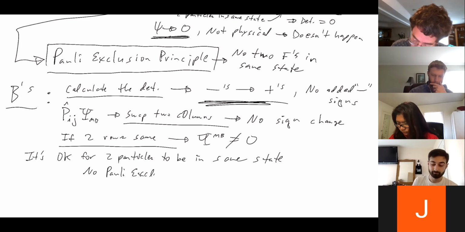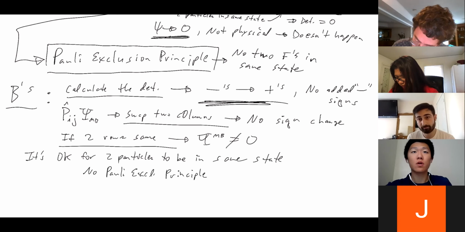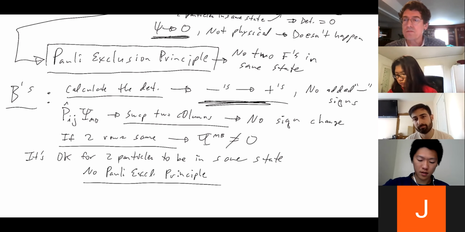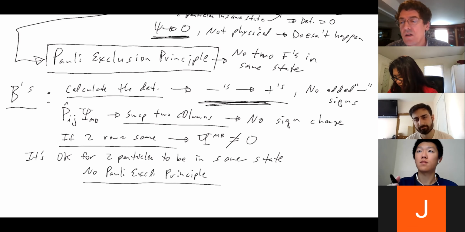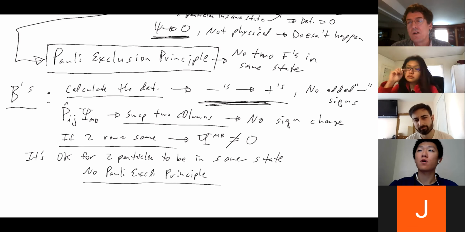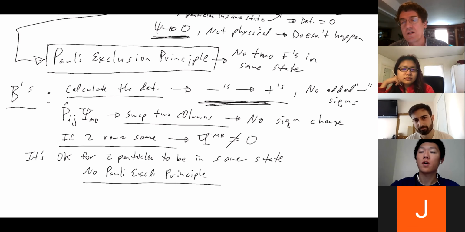Can I ask a question? Yeah. So is the Slater determinant the only way to construct the antisymmetric situation? Because for Pauli exclusion to be true for every situation, we need to prove the Slater determinant is the only way to construct such an antisymmetric wave function. No, I don't think so.